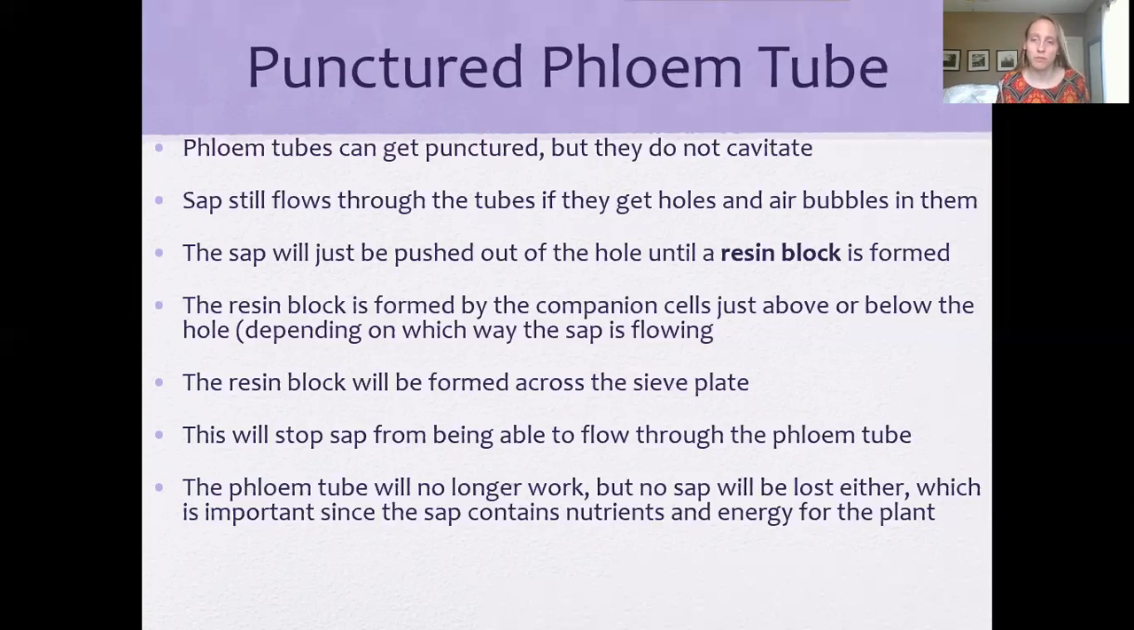So that phloem tube, once the resin block forms, will no longer work. There will be something blocking the flow in that phloem tube. However, it is beneficial for the plant because the plant has other phloem tubes that it can use, and it doesn't want to be wasting all of that sugar and nutrient and energy.